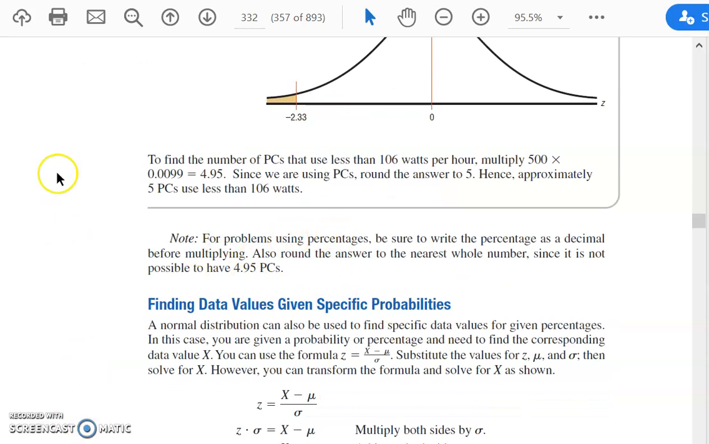Okay, then his final comment here is, when you're using percentages, use a little common sense. You write the percentage as a decimal before you multiply. And then you round it to the nearest whole number, since it's not possible to have 4.95 PCs. So that's just common sense. Okay, so that's the end of this video.